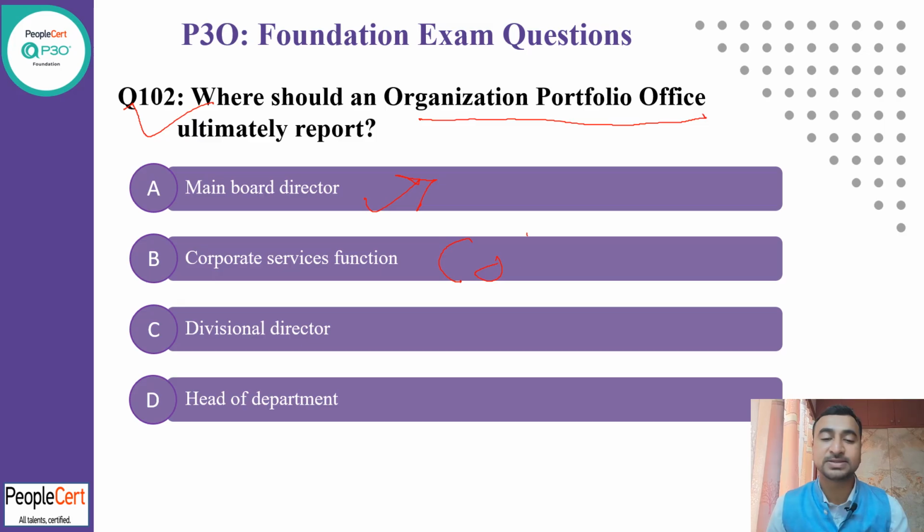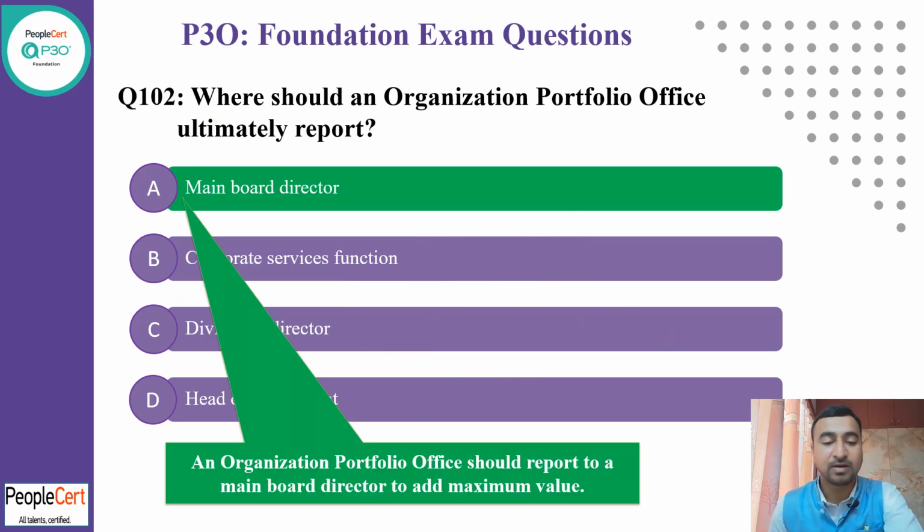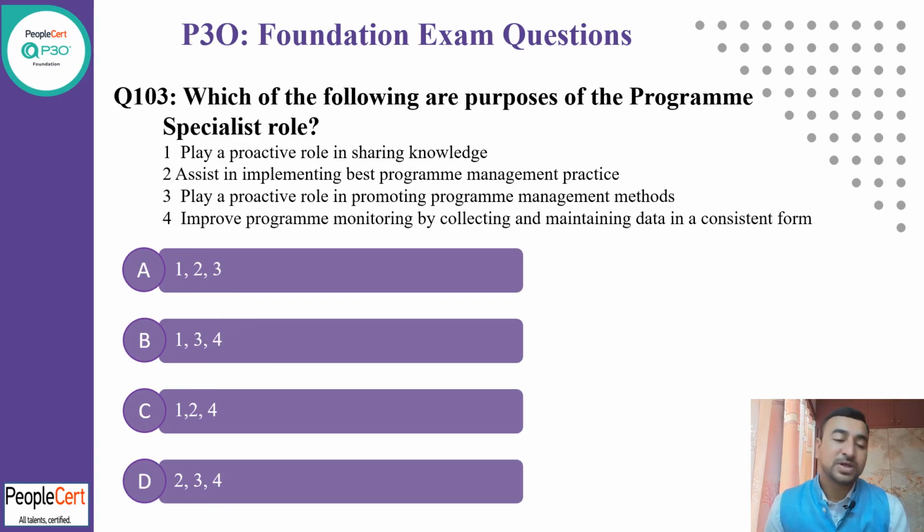If it's a COE, center of excellence, then it reports to your corporate function. If it's a hub portfolio office, then it reports to your divisional director. And head of department is the case if it is a program or project office. So here in this particular question, option A seems to be the correct answer. Let's see. Yeah, that is the correct answer. An organization portfolio office should report to the main board director for maximum value. Okay, now let's move to the next question.